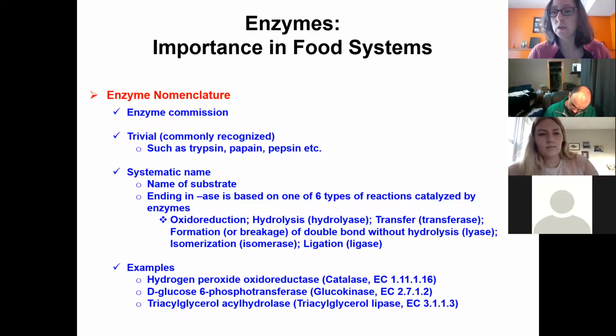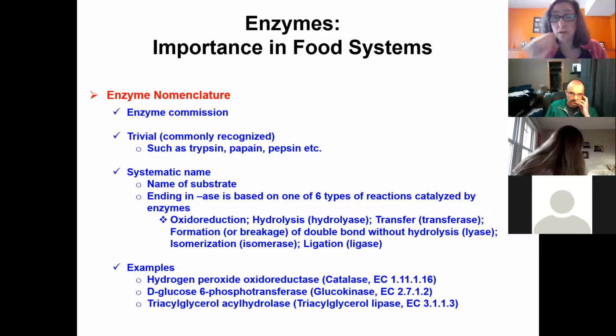Transferase. It's when a certain component, a functional group, transfers from one molecule to the other. So for example, transfer of phosphate groups, like the D-glucose 6-phosphotransferase. We take a phosphate group from ATP and give it to glucose in the presence of this enzyme, then you get the transfer of a phosphate group.